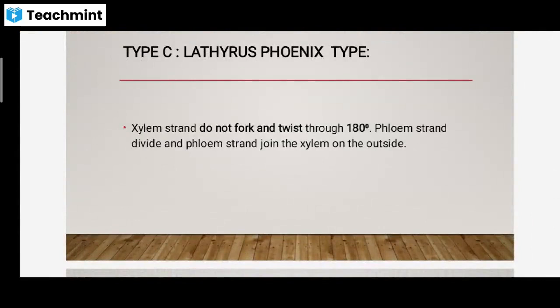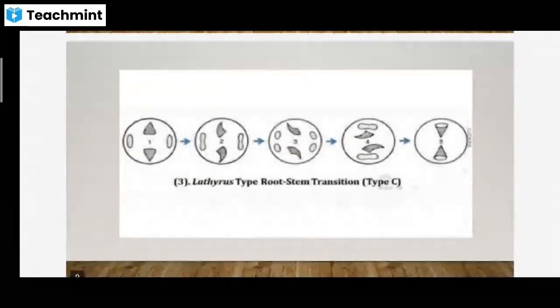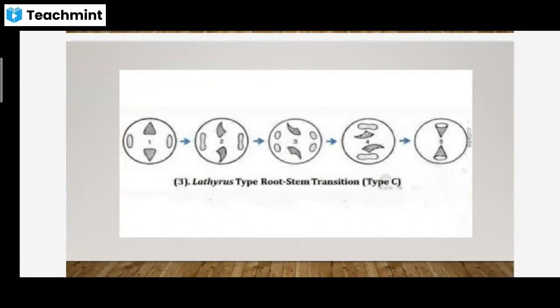Lathyrus. The xylem strands do not fold and twist through 180 degrees. The phloem strand divides and the phloem strands join the xylem on the outside. Found in Lathyrus and others. The xylem does not divide but passes continuously into the stem. However, the xylem strand twists 180 degrees.